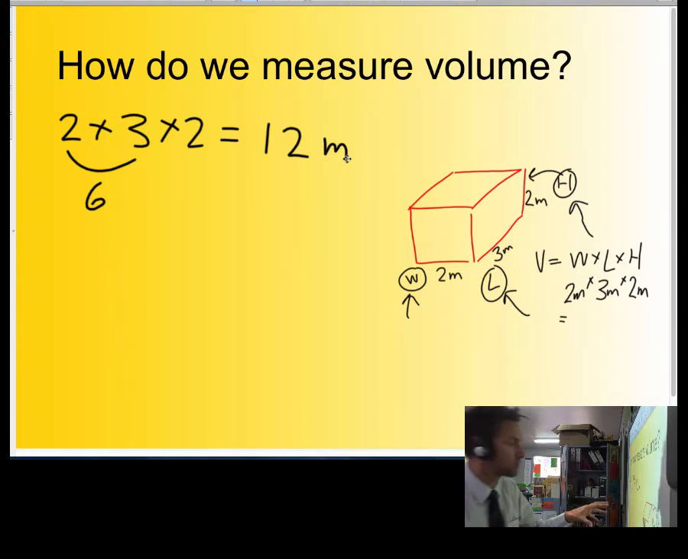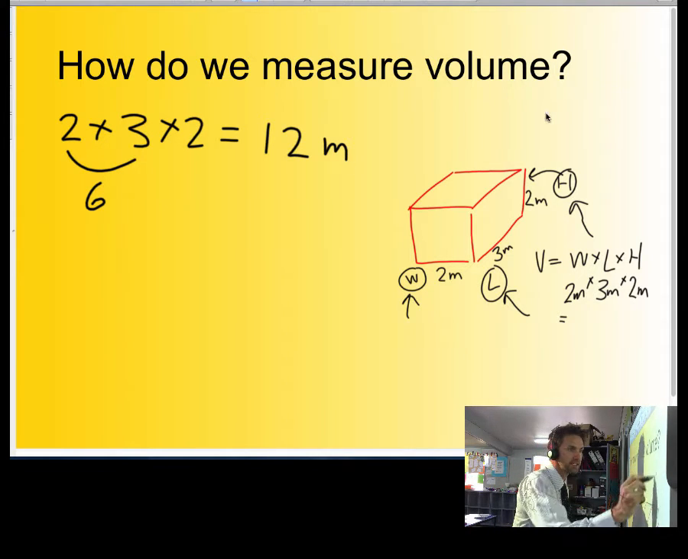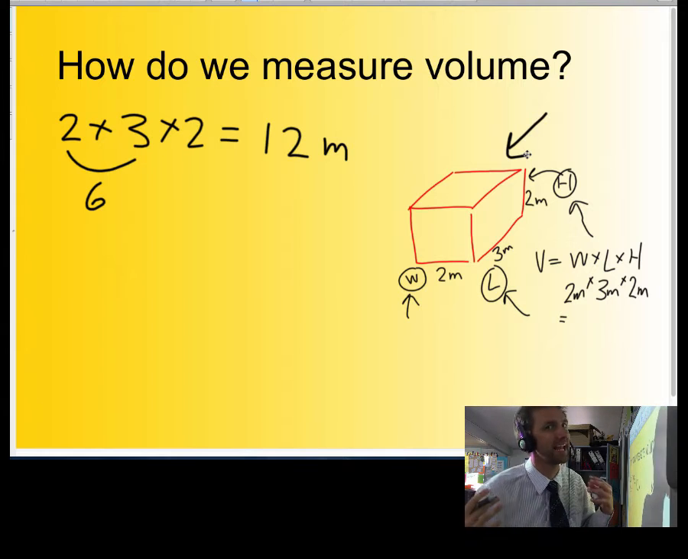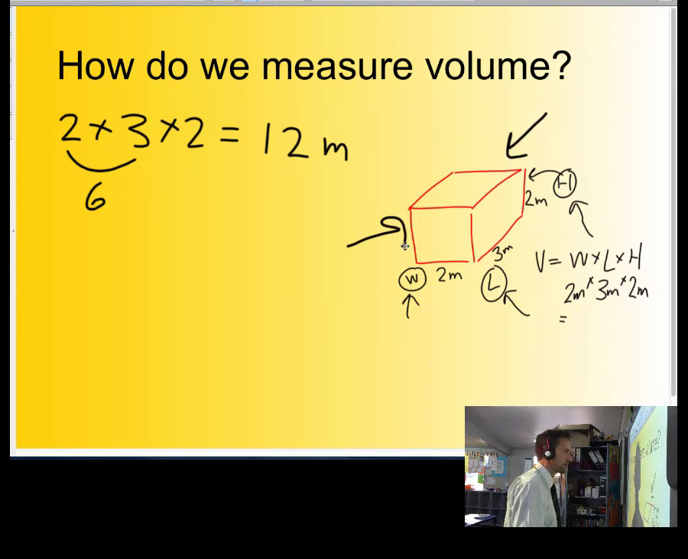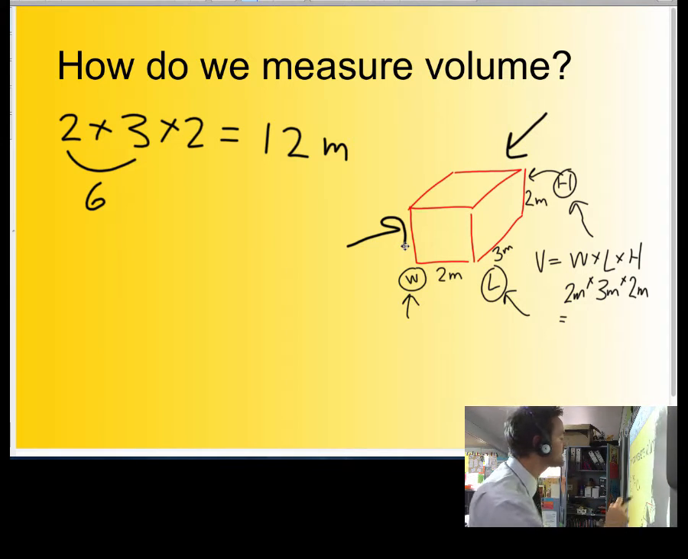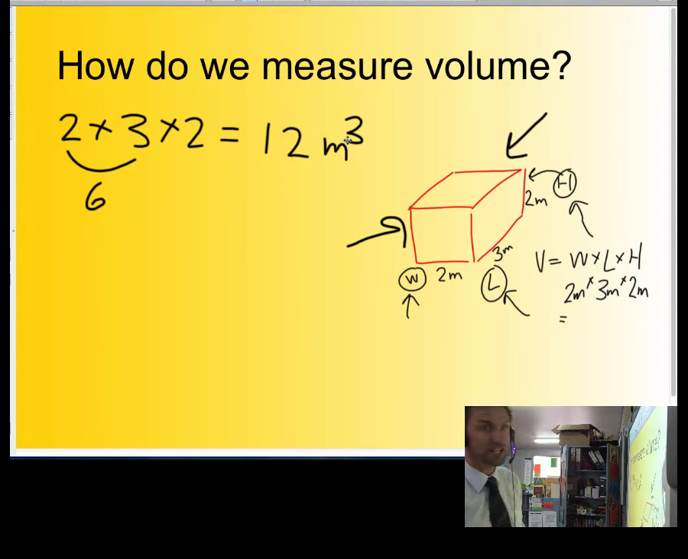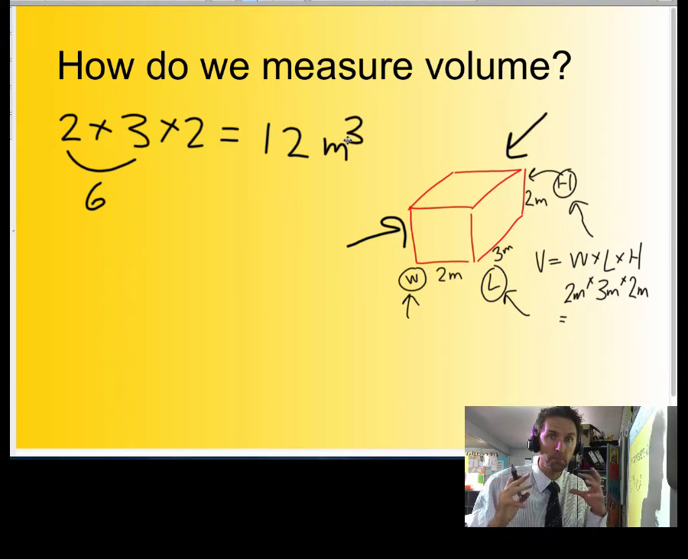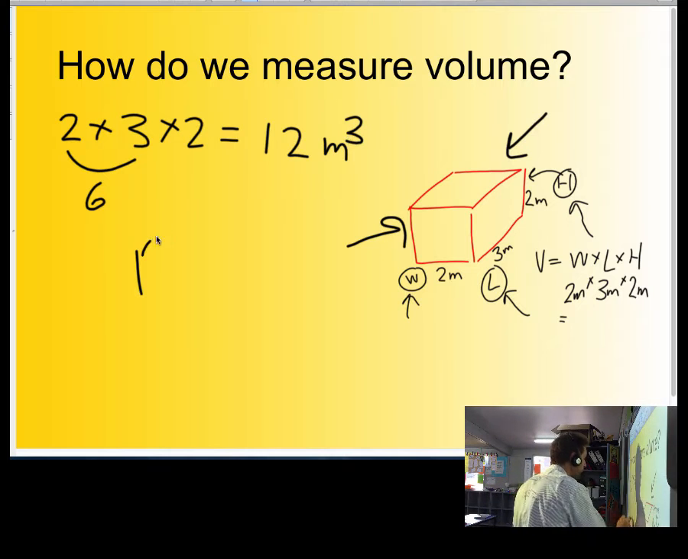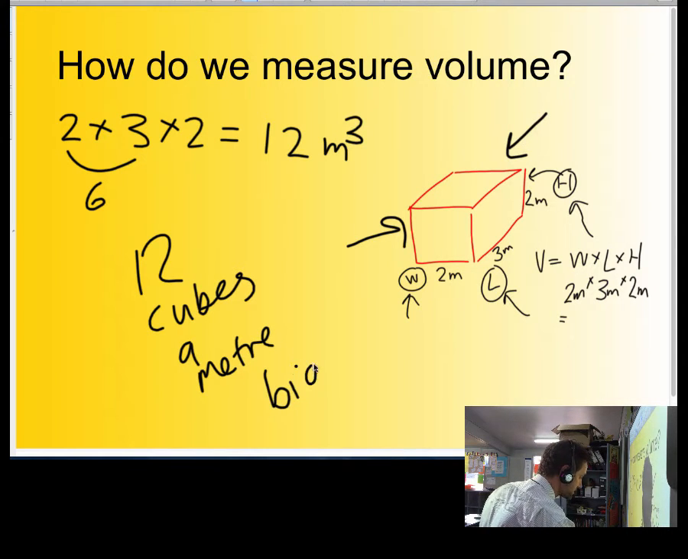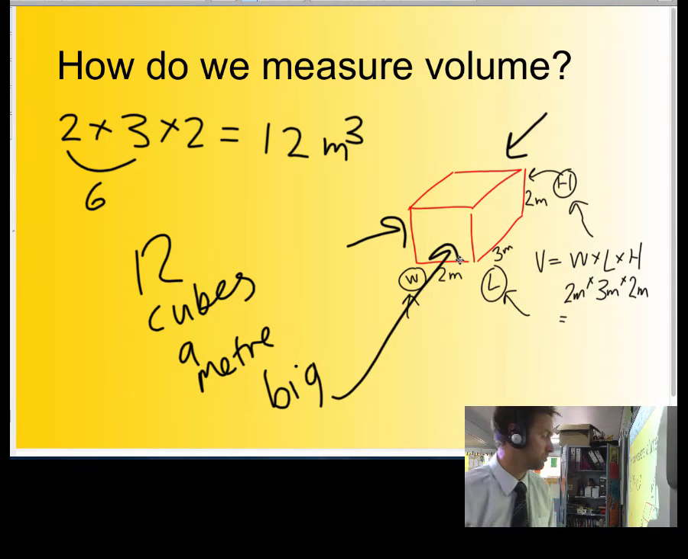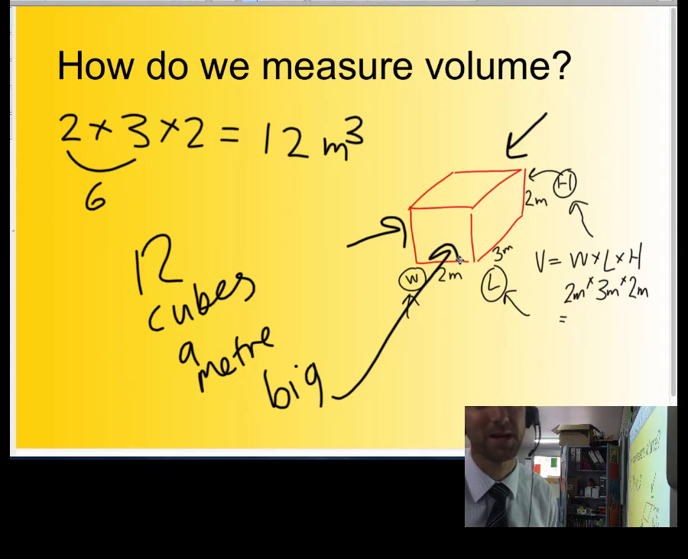You're measuring the cubes that are in this object here, this cube, this rectangular prism. You're measuring the amount of cubes that are in this rectangular prism. So we say there is 12 meters cubed, which literally means that there are 12 actual cubes that are a meter big inside this object, which is pretty big if it's a 2 meter by 3 meter by 2 meter prism.